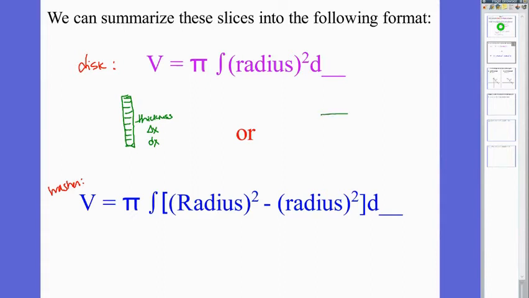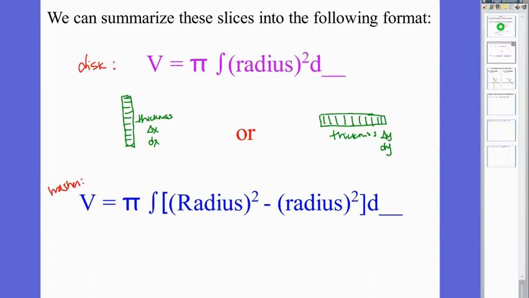If your slice goes this direction, and I don't care if you've got a disc or a washer, and we'll talk about what's the difference between them and how we'll know, then that means that your thickness in this case would be delta y or dy when you actually do your integral itself.